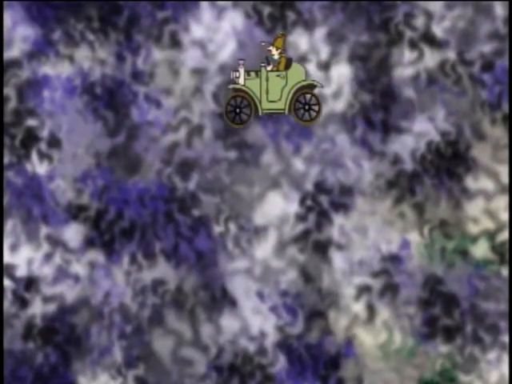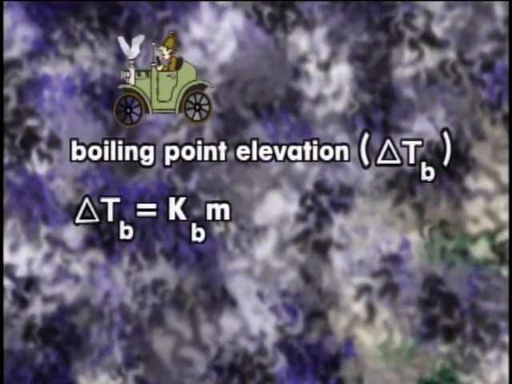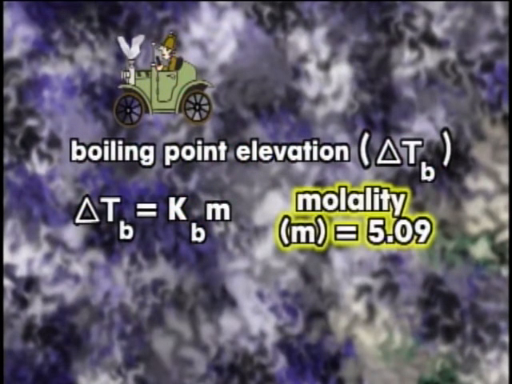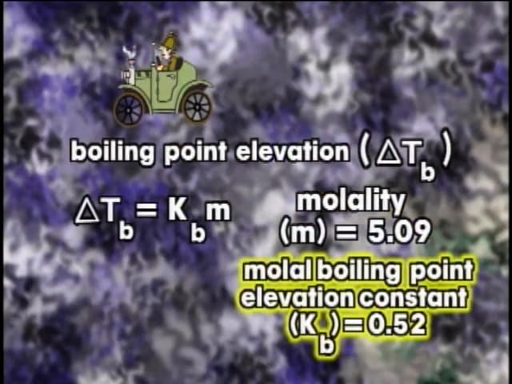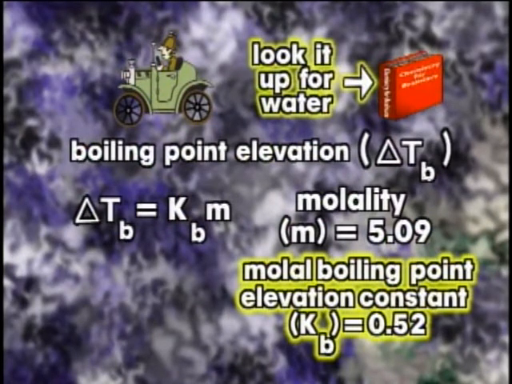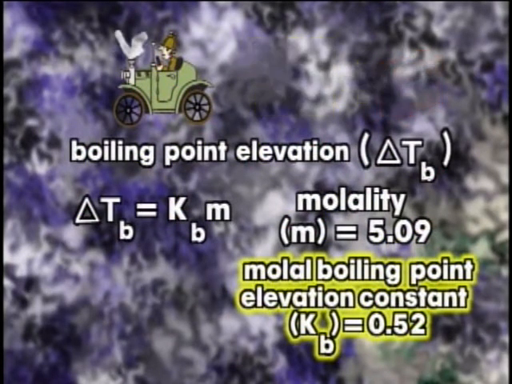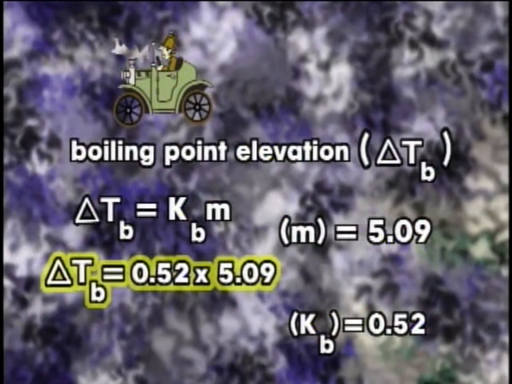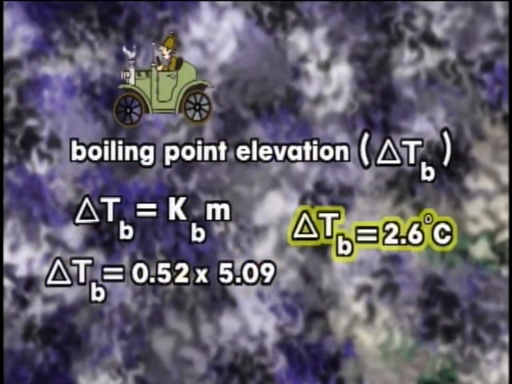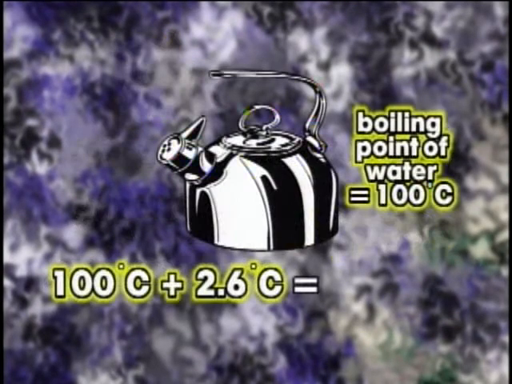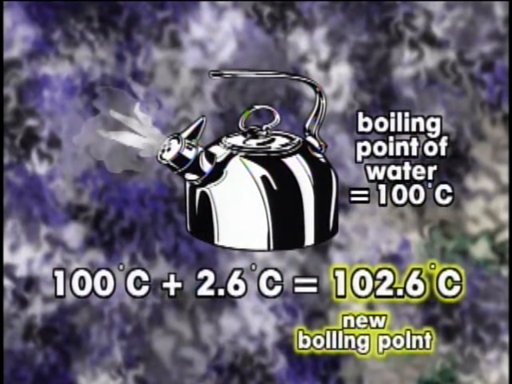Now we'll find the new boiling point of the solution by figuring out the boiling point elevation in pretty much the same way. We use the same molality, 5.09, and we multiply it this time by the molal boiling point elevation constant, which we can look up for water to find that it is 0.52. This gives us a boiling point elevation of 2.6 degrees. Adding 2.6 to the boiling point of water, 100 degrees, we get 102.6 degrees Celsius for our new boiling point.